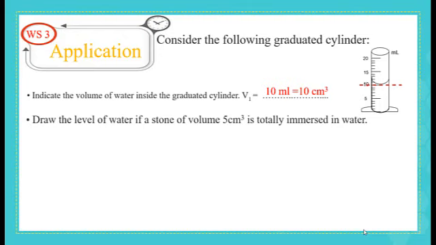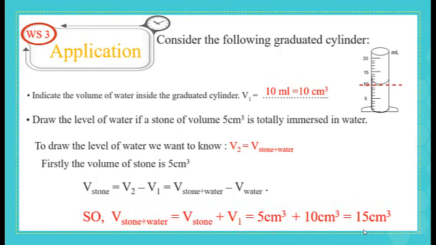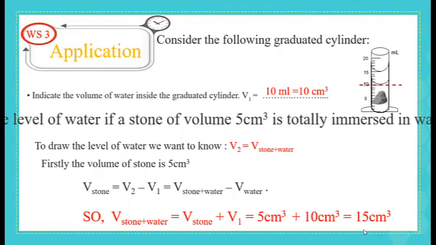To draw the level of water, we want to know V2, that's the volume of the stone plus water. The volume of the stone is 5 centimeter cube. And also, they gave you from the first part the volume of the water, that is 10 centimeter cube. Add them, 5 centimeter cube plus 10 centimeter cube to get 15 centimeter cube. And then draw the level of the water at 15 centimeter cube.